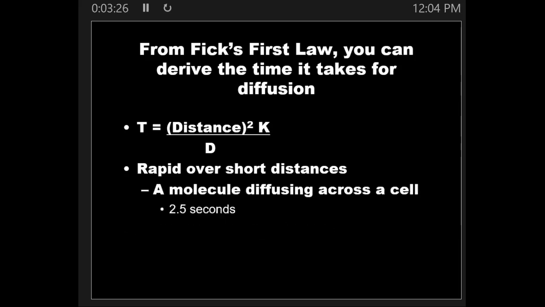So if you calculate how long it takes for a molecule, I think in your book they use a molecule of glucose, to go from one end of a plant cell to the other end of the plant cell, it's about 2.5 seconds. So that's pretty good. When you're at the cellular level, diffusion works pretty well.